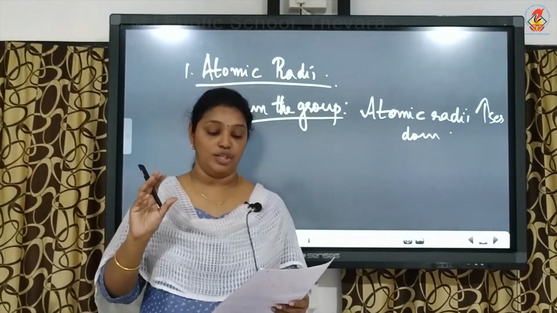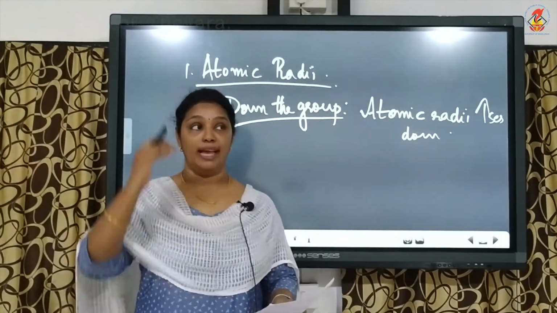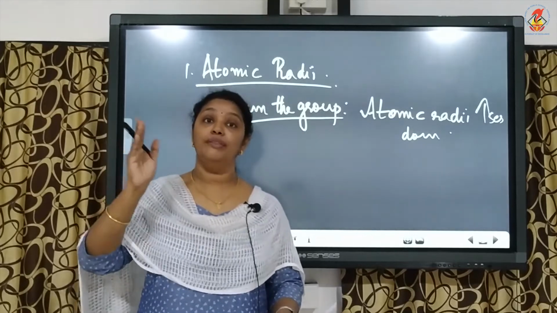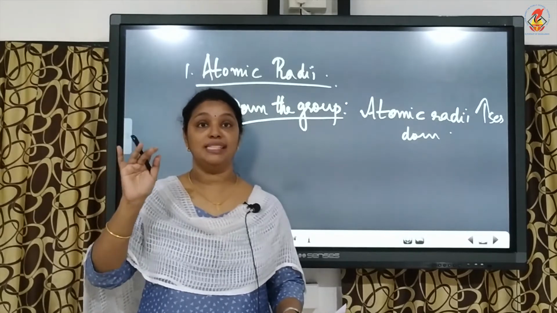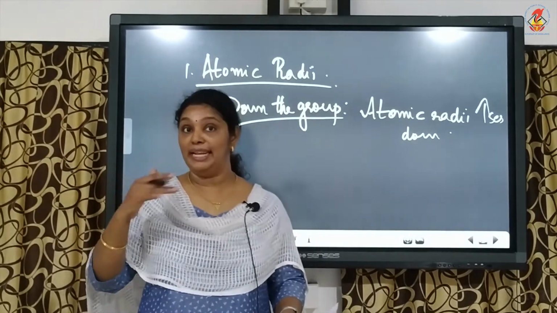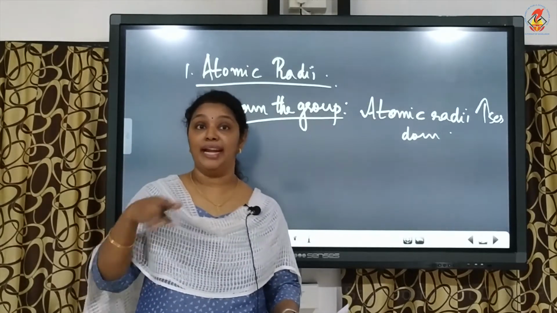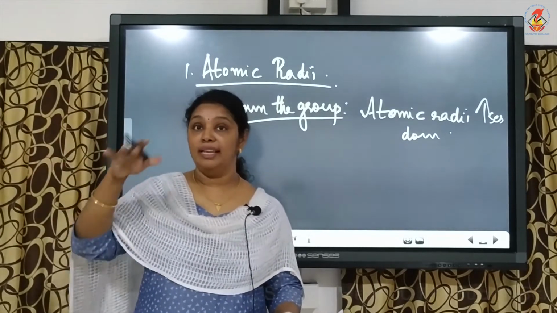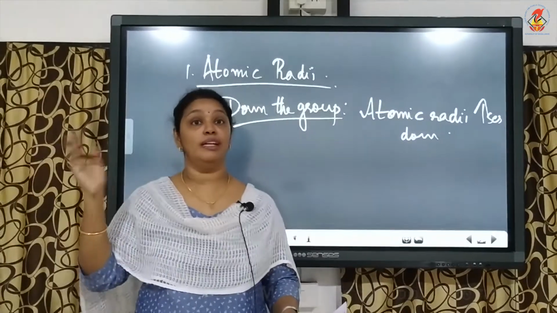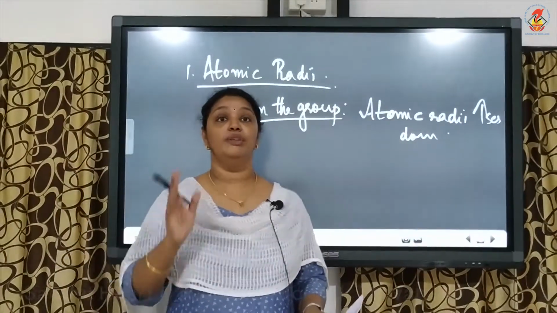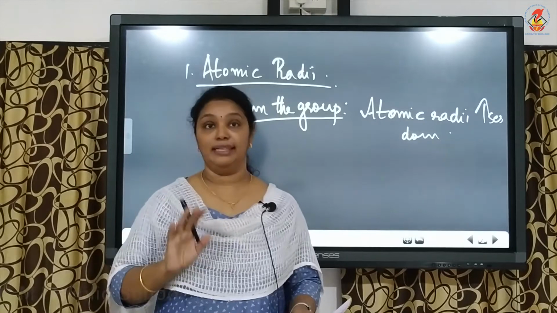The force of attraction on the valence electron by the nucleus decreases, because as the number of shells increases, the electron will be farther away from the nucleus. If it is the first period, n is equal to 1, second period n is equal to 2, third period n is equal to 3. So, down the group the n value increases, meaning electrons are being added to a higher n value, meaning the orbit is farther away from the nucleus. So, the electron also will be farther away from the nucleus, and the force of attraction on the electron by the nucleus decreases.